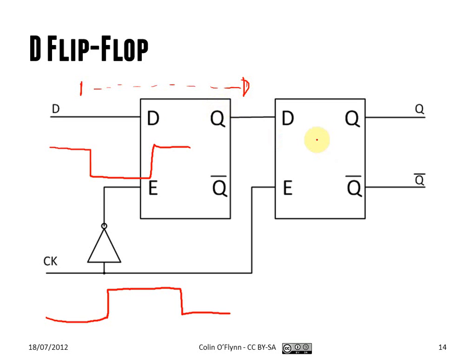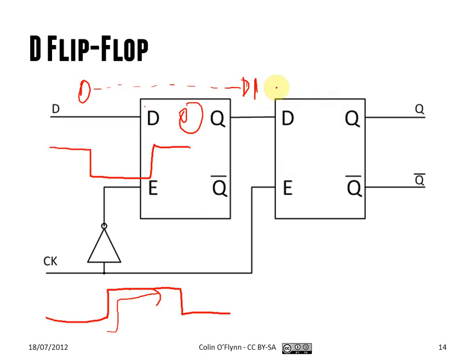While this latch is enabled, the second one is not enabled, so it does not store the new data. When the clock goes high, this latch's enable pin goes low because of the inverter, and it means that this latch now is just storing the data. So the 1 is here, it doesn't matter. If this goes to 0, nothing happens because that first latch is just storing the current state.